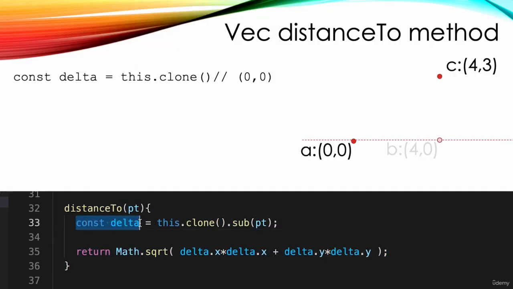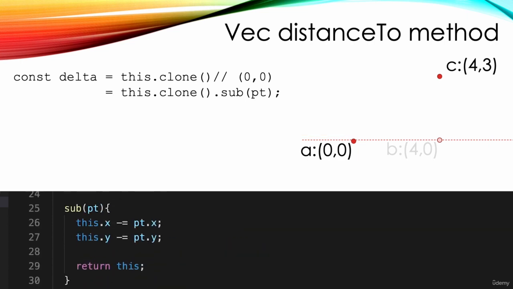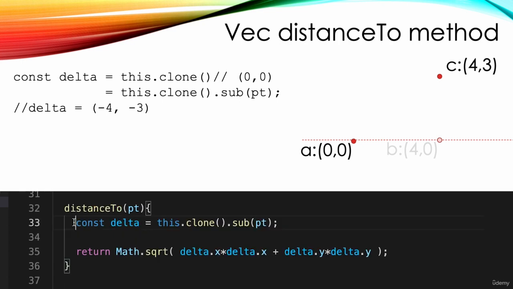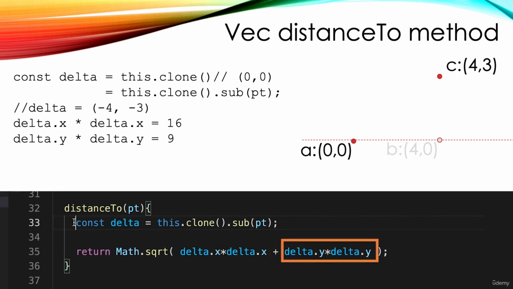Let's take a look at the vec class method distanceTo. First we define a value delta. This is a clone of the vec instance calling the method. Here we have the vec instance A, which has the value 0, 0. Then we use the method sub, which subtracts the passed vec. At this stage delta has the values -4, -3. We multiply -4 by -4 getting 16, then add -3 times -3 getting 16 plus 9.